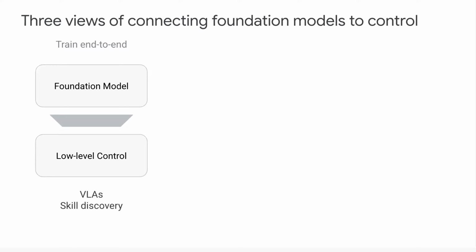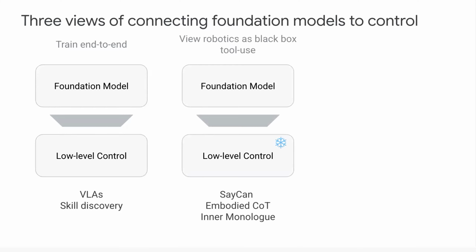Better vision language action models, skill discovery, something like that, where you're optimizing both the high-level reasoning as well as the low-level control. Another way is maybe you can just abstract away robotics as a black box. It's just tool use, right? You assume that the low-level policy can handle the difficult bits of interacting with the world. You assume it's a frozen policy, and then you can just do better foundation modeling, better reasoning in order to orchestrate that low-level policy. You can see this with works like ones we did in the past, such as SayCan, a recent work that I really like, Embodied Chain of Thought, Inner Monologue, etc.